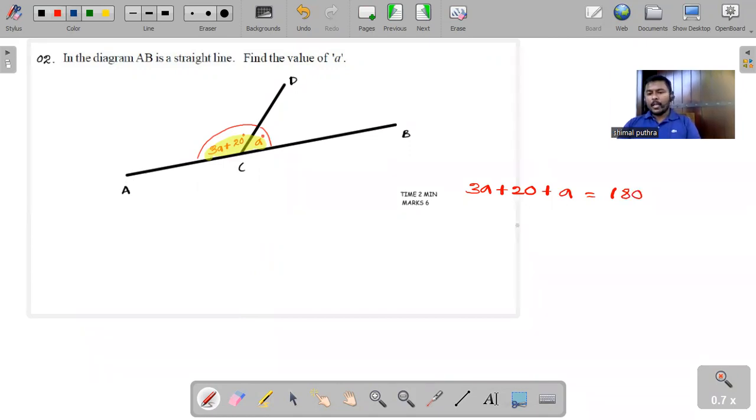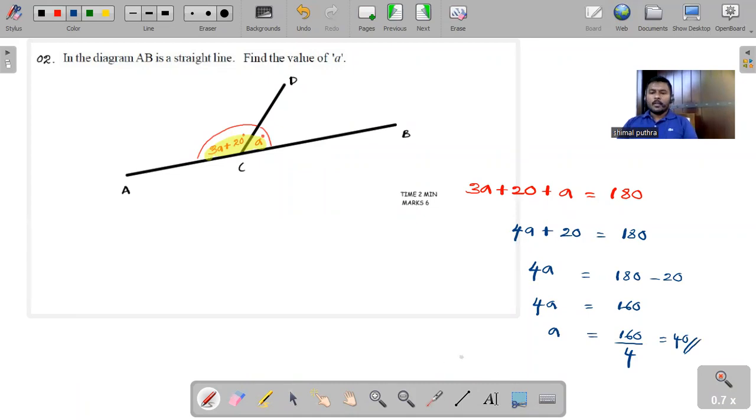3A plus A means 4A, plus 20 is equal to 180. So 4A should be equal to 180 minus 20. 4A is equal to 160. A should be equal to 160 over 4, which is equal to 40. This is the answer. Okay, I think your answer may also be 40. Then you are very good.